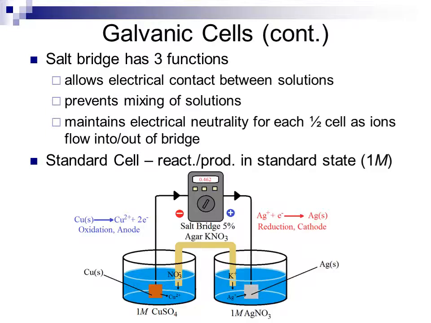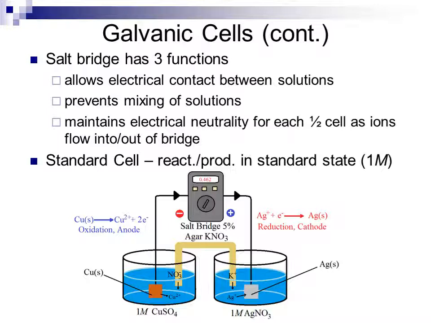In a standard cell, the reactants and products will occur at standard state, where standard state is 1 molar. So if we look at an example here, we have an example of a copper sulfate and silver nitrate solution. So on the anode, the oxidation process is copper being oxidized to copper 2+. At the cathode, the reduction process is silver being reduced to silver metal. The anode in this case is negative, and the cathode is positive, which is backwards from the electrolytic cell, where the anode was positive and the cathode is negative. This is because this is a spontaneous reaction, not a non-spontaneous reaction.